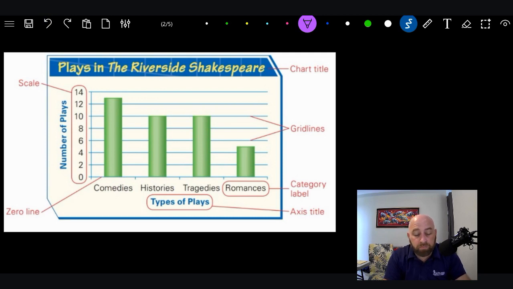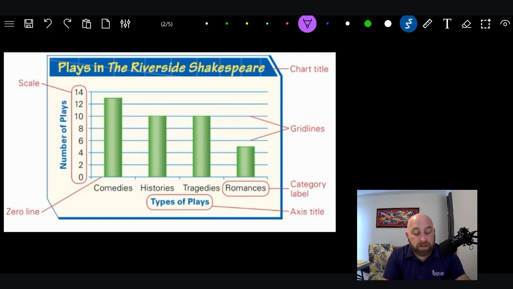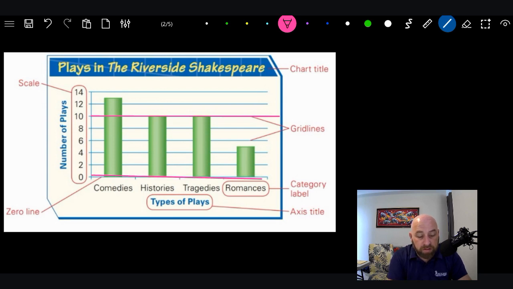So these little lines right here that you see, these little blue lines, are called grid lines. Now, some bar graphs will have what's called major grid lines and minor grid lines. Let me show you which ones would be major in this one. So 10 would be a major grid line. Why? Because it's 10. 0 would be a major grid line. And then all the other ones would be minor grid lines.